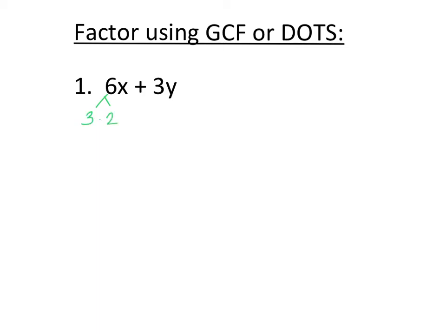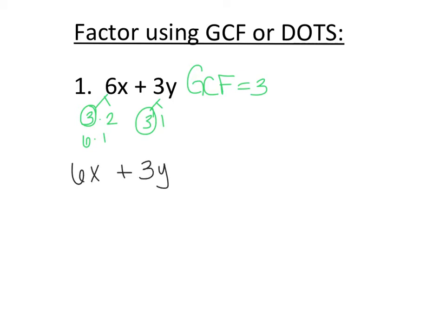I know 3 times 2 is 6. I also know 6 times 1 is 6. And 3 times 1 is 3. So I can see here that 3 is a common factor. And since 3 is the common factor and it's the biggest common factor, that's called my GCF. My GCF right now is 3. So let me rewrite the problem.